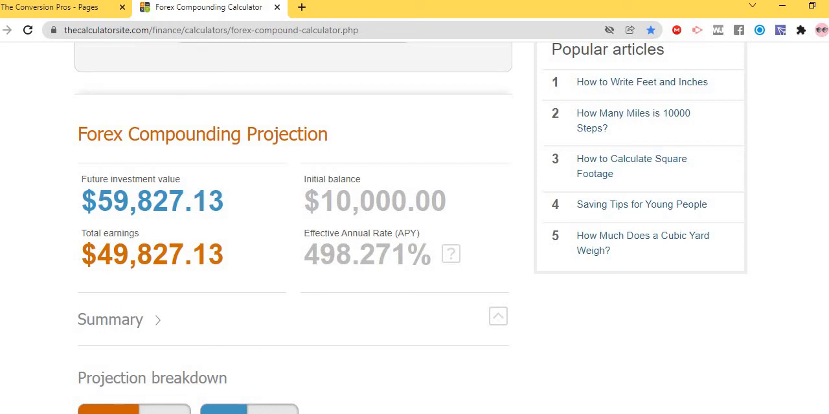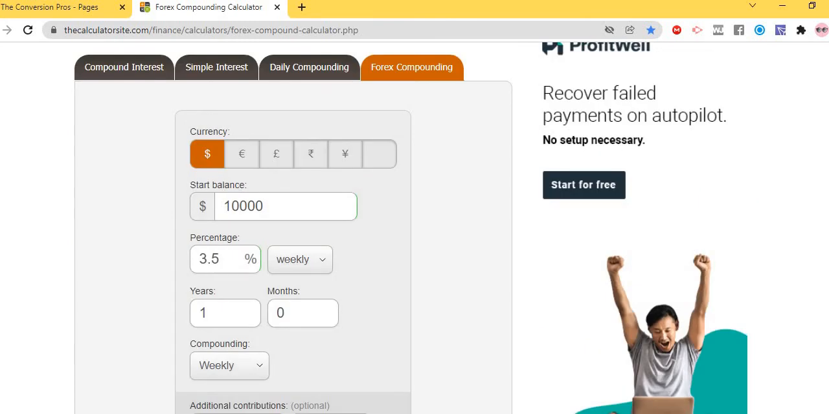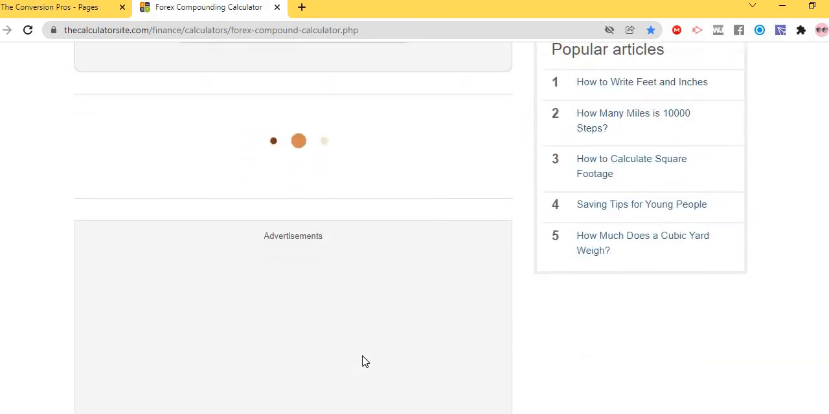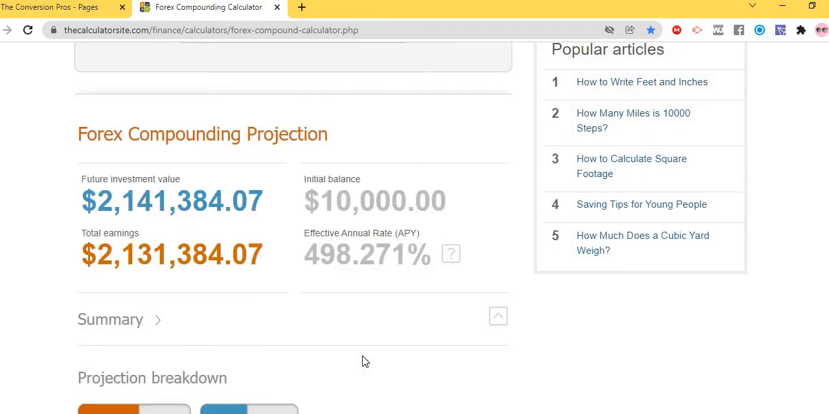Now we're gonna do a 3-year term. Let's do the 3-year term and see what that looks like. So that's 1 year. Let's bump it up 2 more years. Here we go. Weekly compound at 3.5%. Okay, it's compounding. Let's see what that looks like. No contributions. Oh my God, $2 million. $2,141,384.07. Ladies and gentlemen, can you say you are straight for life?